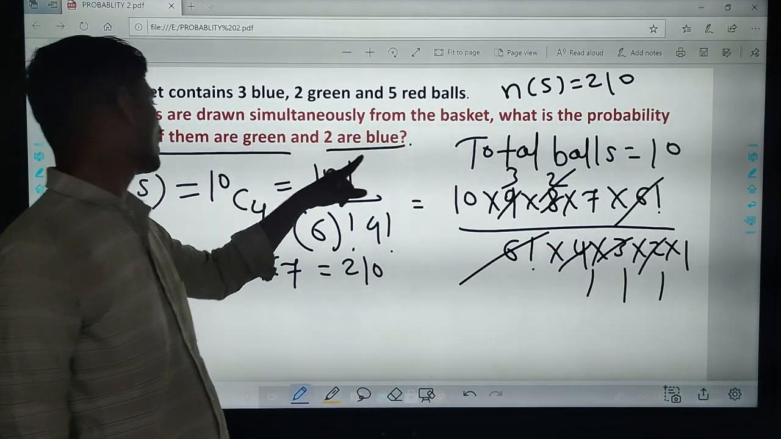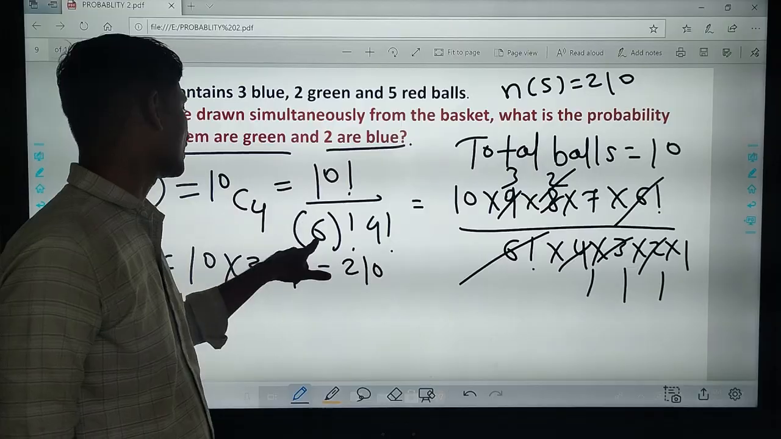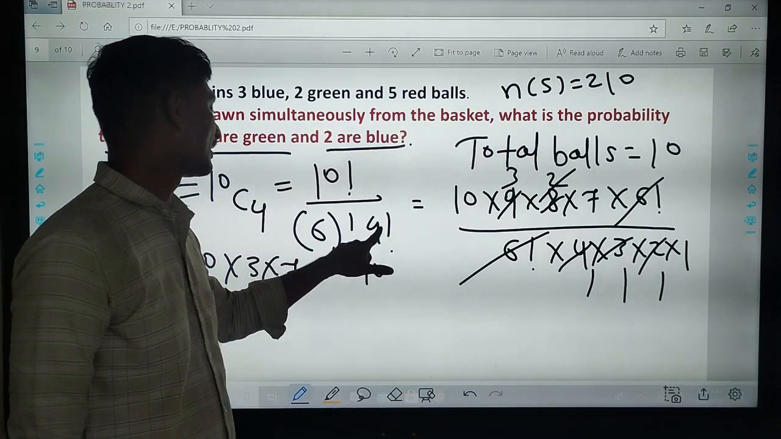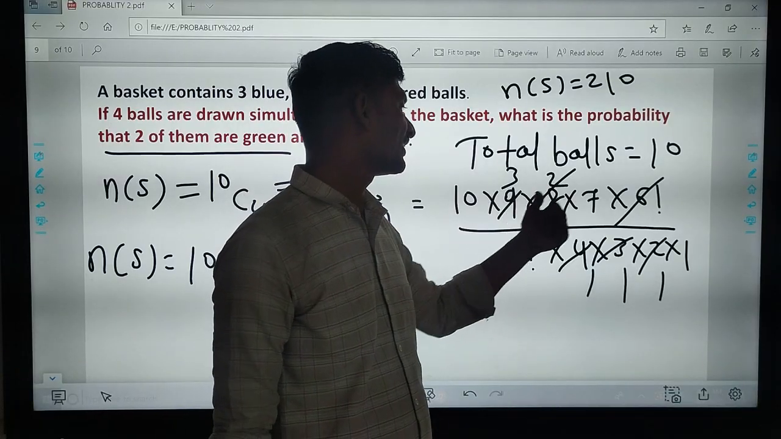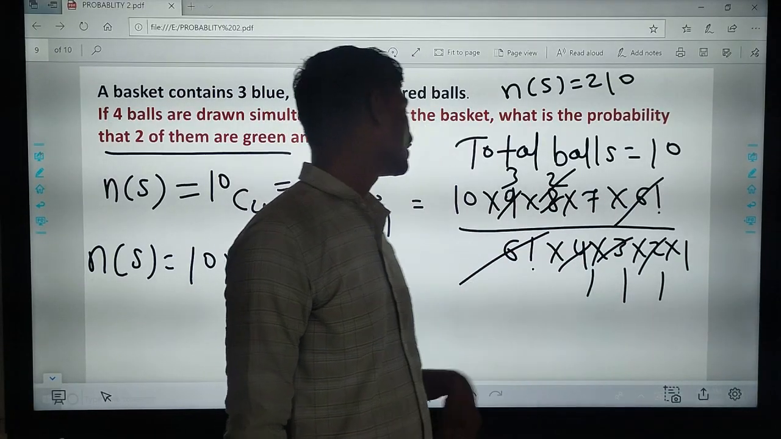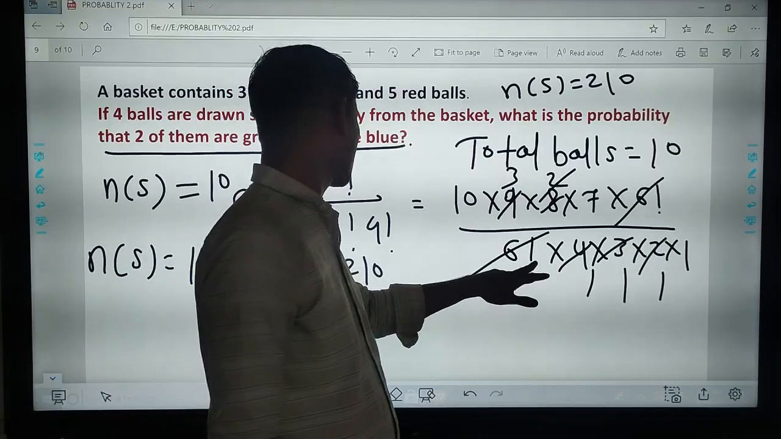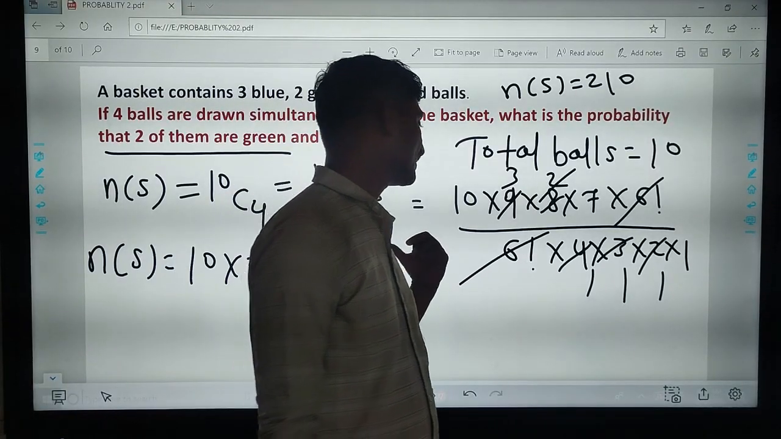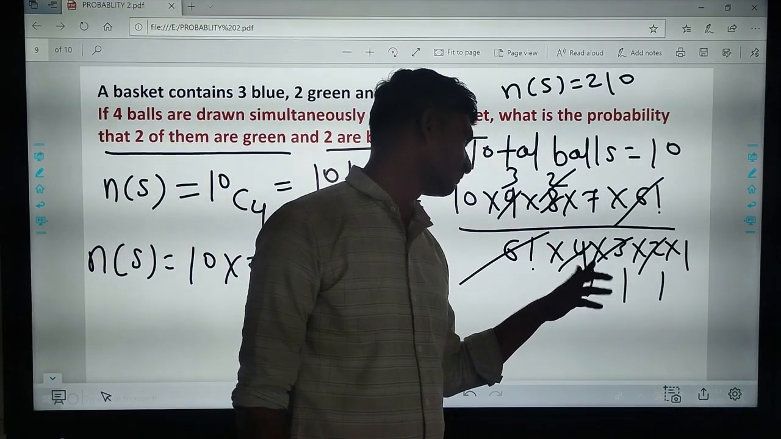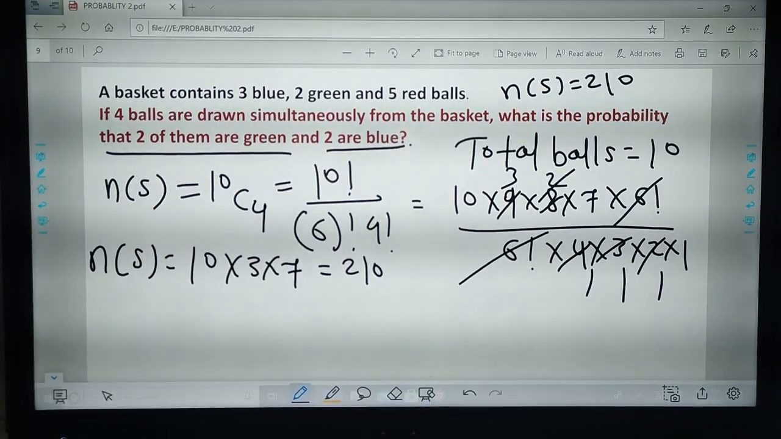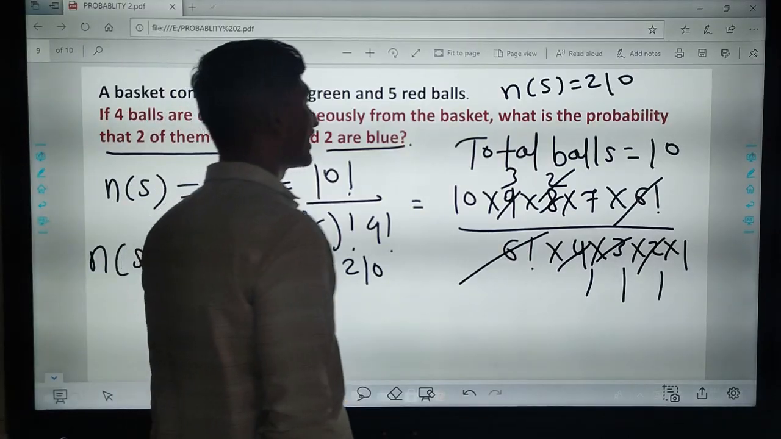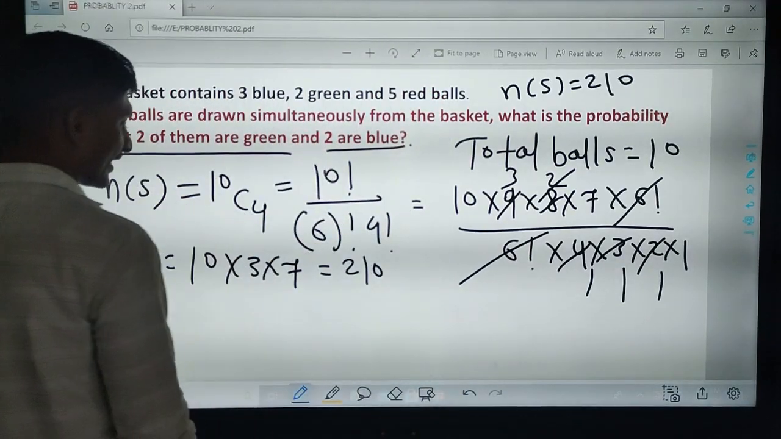Value of n of S: 10C4 is 10 factorial divided by 10 minus 4 factorial, which is 6 factorial, into 4 factorial. Now 10 factorial we write as 10 into 9 into 8 into 7 into 6 factorial, divided by 6 factorial, which is the same. Then 4 factorial is converted into multiplication, 4 into 3 into 2 into 1. Now here remains n of S is equal to 210.